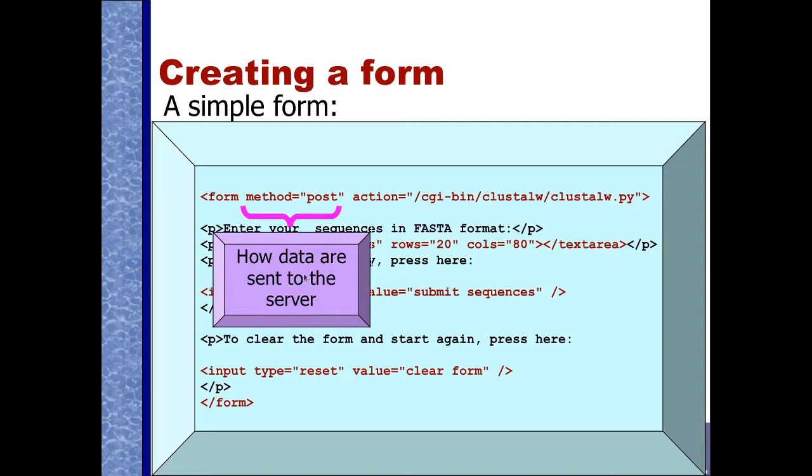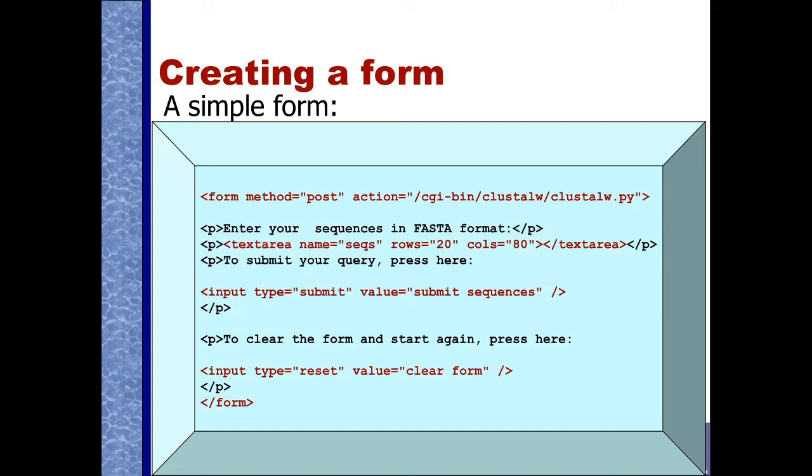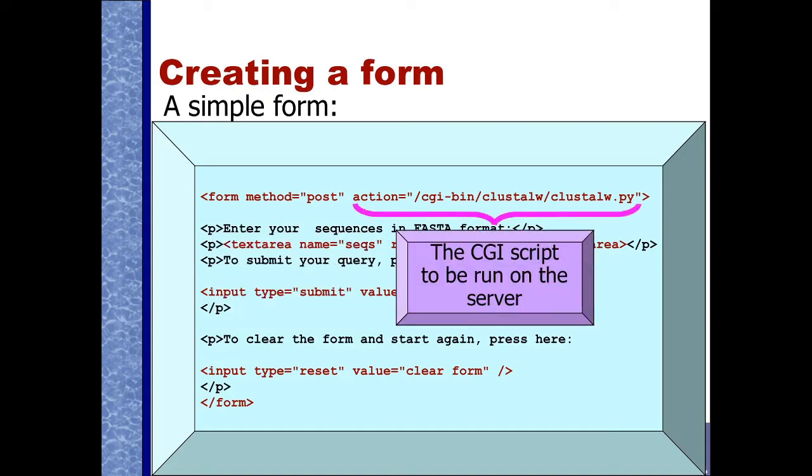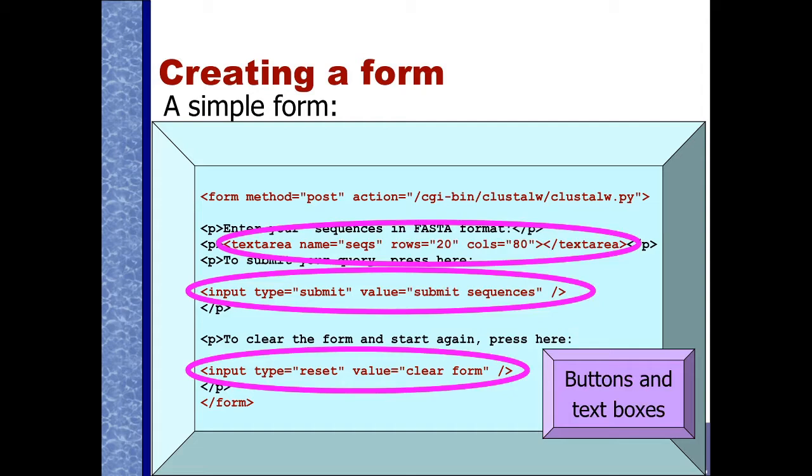So just to go through this then, the first bit, the method, is how data are sent to the server. Now there are two ways of doing that, and we'll come back to those in just a moment. The next part is the action. That's the CGI script that's going to be run on the server. And then we have our buttons and text boxes.